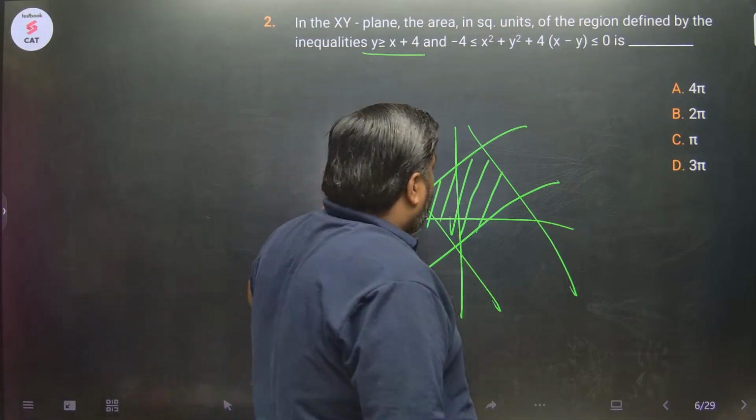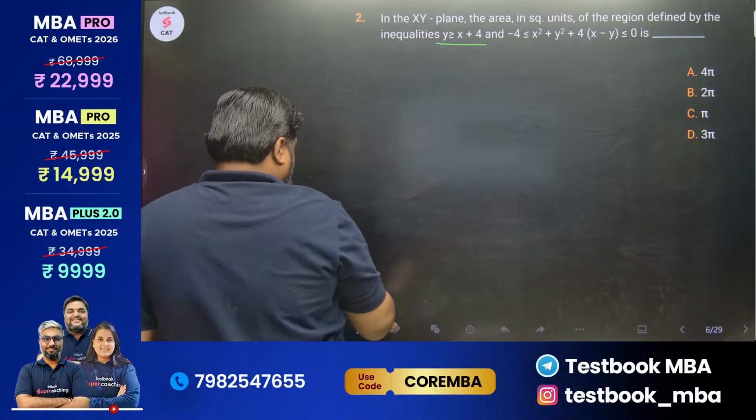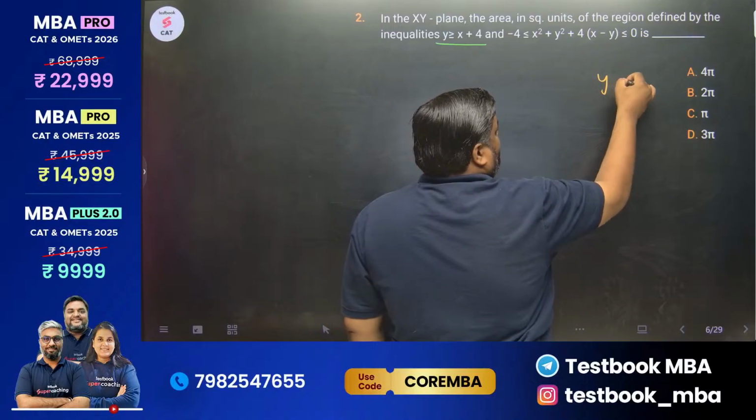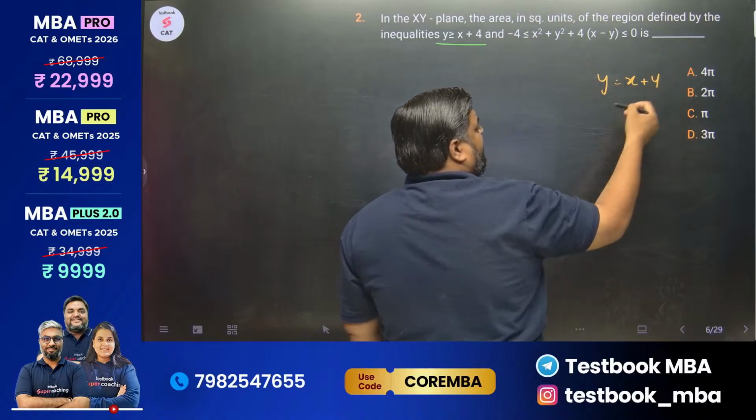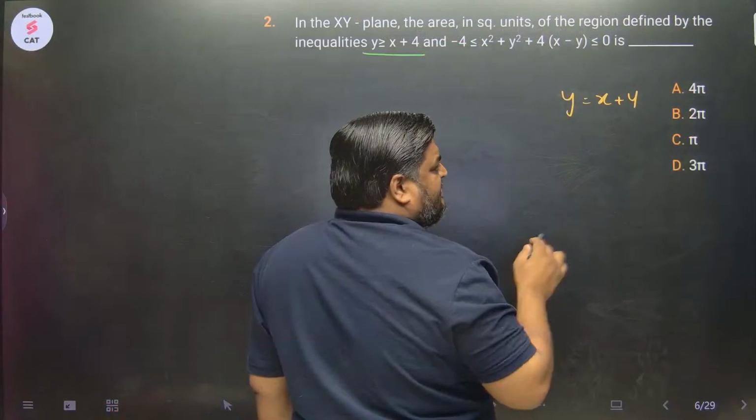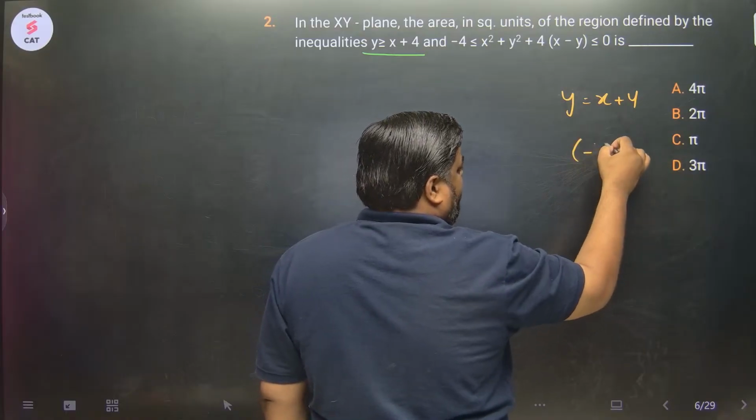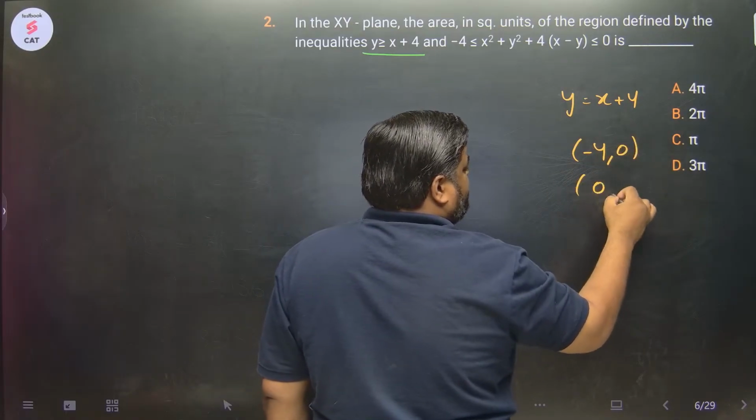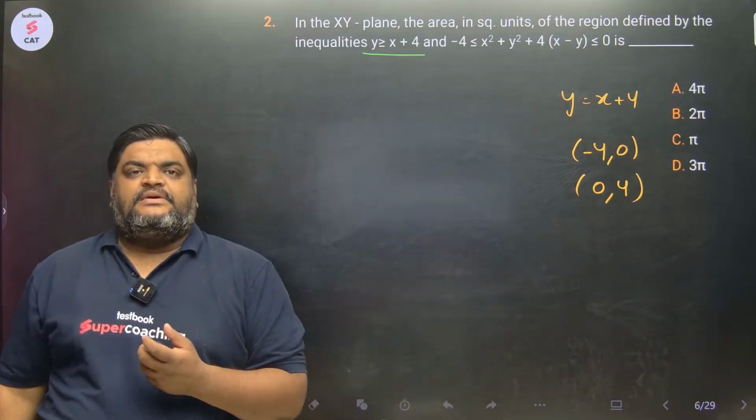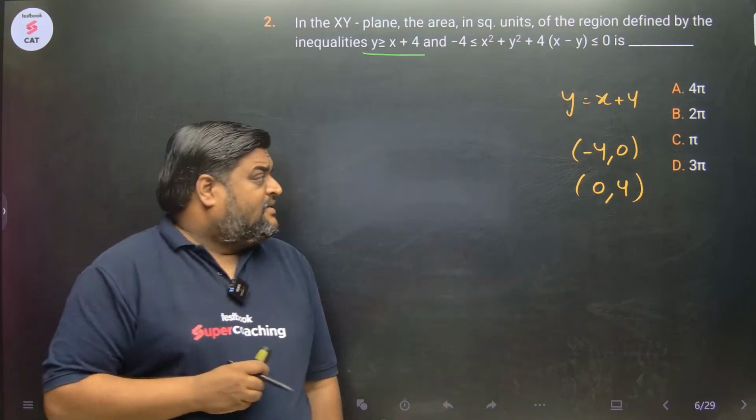Sorted. What do these equations represent? This represents a line, y greater than or equal to, okay, y is equal to x plus 4. It represents a line, yes or no? What will be its x and y intercept? To find the x intercept, put y is equal to 0. So its x intercept would be (-4, 0), y intercept would be (0, 4). Yes or no? x intercept and y intercept, x coordinates and y coordinates for the line. Very good.